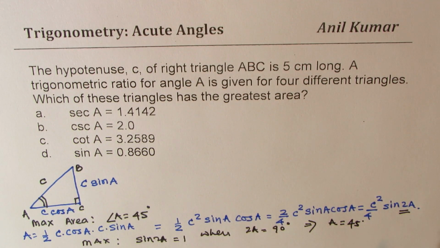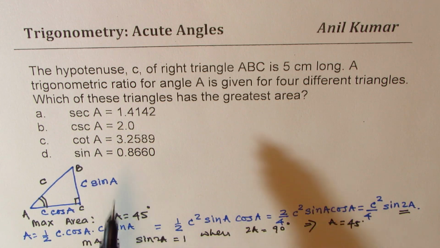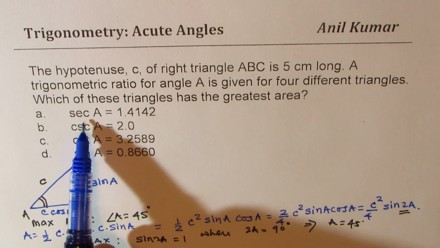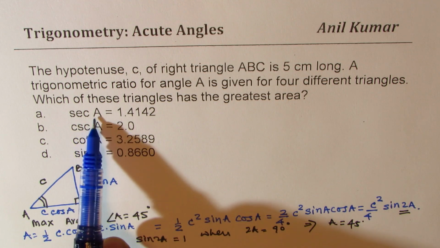So that is a small proof for this particular statement that area will be maximum if the angle is closer to 45 degrees. Correct? So that is the key. So in such a question, what you need to find is just the angle A. You need not even calculate the area. And if A is closer to 45 degrees, then that should give you the maximum area. So I hope this trick is known to you now. Okay. Now let's find angle A for the different cases.